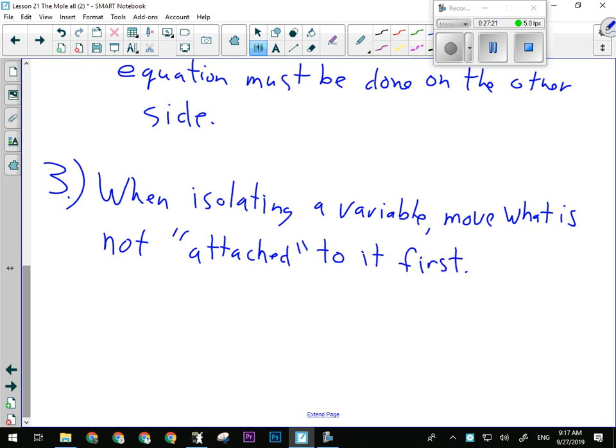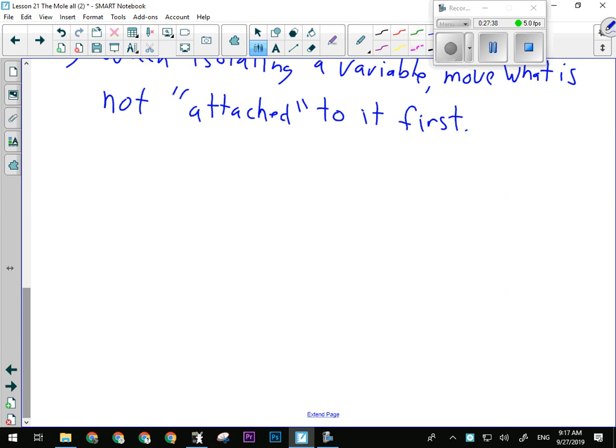When you're trying to isolate a variable, that is, get something by itself and solve for it, move what's not attached to it first. Now I'm going to show you what I mean by that, because when I say it, it doesn't always make a lot of sense. So here's a formula you're going to use both in this course and in Math 10 this year. It's the formula for a linear progression on a graph. Y equals m times x plus b.